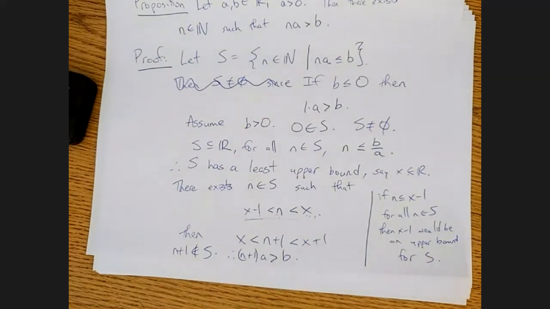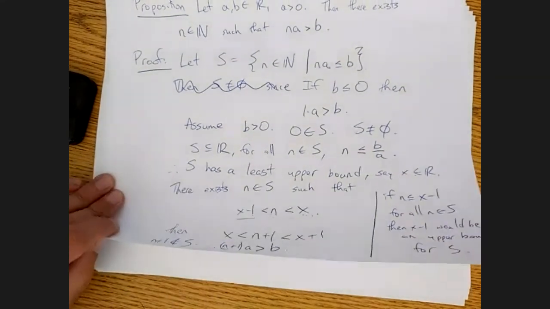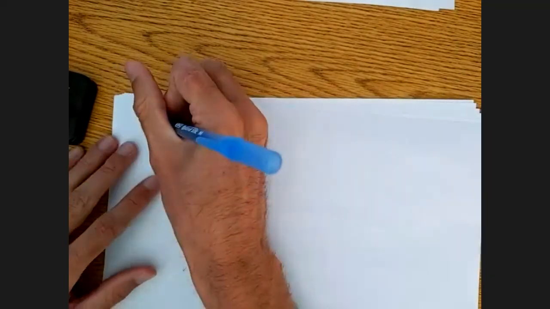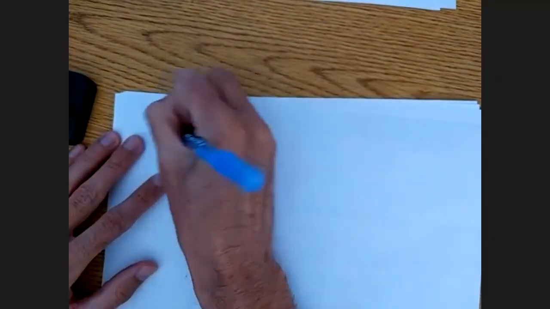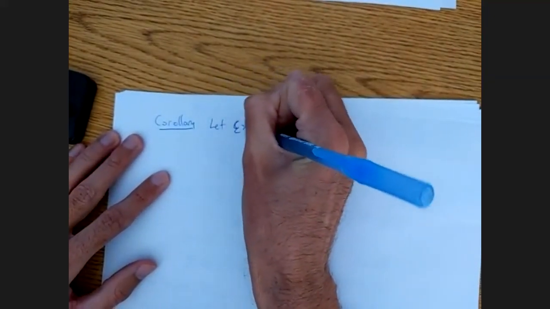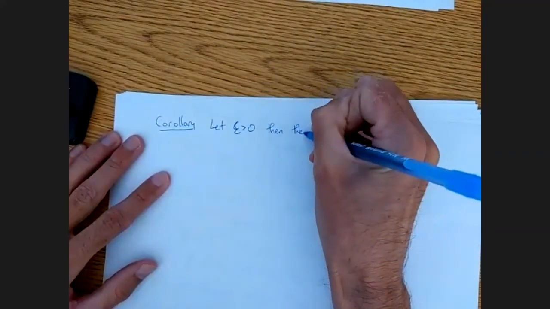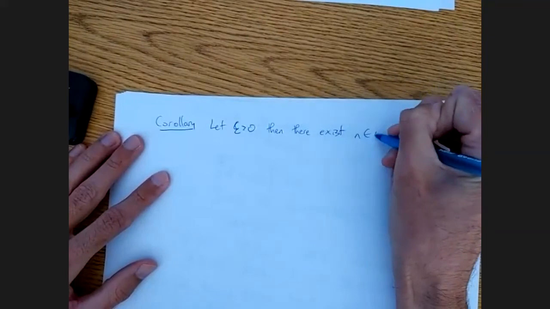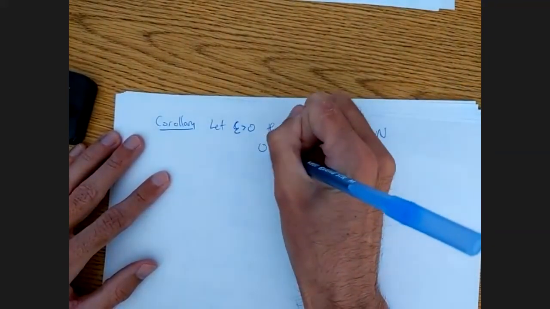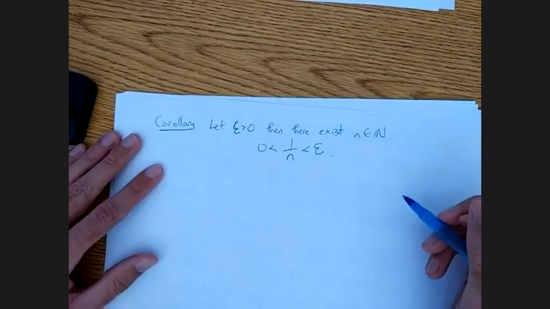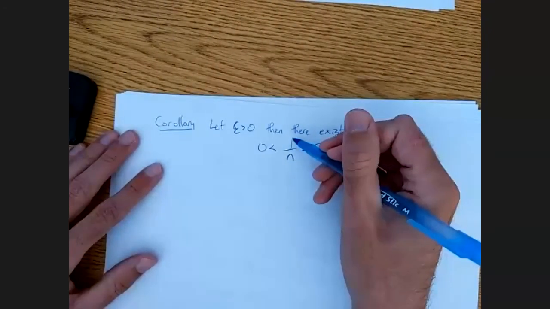So that lets you do things like, a corollary of that, things that you always see in analysis. So corollary: let epsilon be greater than zero, then there exists a natural number n with one over n less than epsilon. So whatever small real number you come up with, I can always get a smaller number of the form 1 over n. Which can be useful.